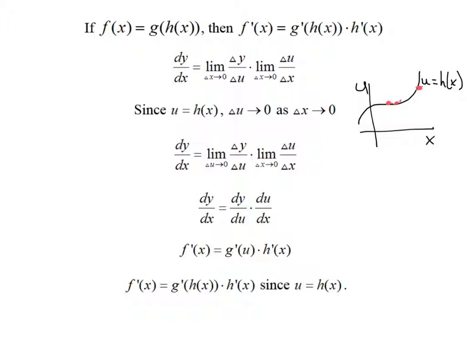Well, what is dy du? If you go back to the original, if you want to scroll back in the video, you'll see that dy du is equal to g prime of u. And you'll see that du dx was equal to h prime of x. All right? And now we're almost there. All we have to do now is replace u with h of x. Okay, remember u is equal to h of x. So we do indeed have that the derivative of our composite function f ends up being g prime of h of x times h prime of x. And there we go. That's the proof. QED, which was to be demonstrated.